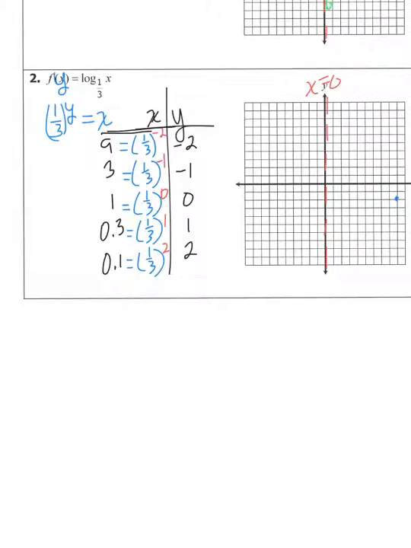To the right 3 and down 1. To the right 1, up 0, that's your key point. To the right 1/3 and up 1. And to the right a smidge and up 2.